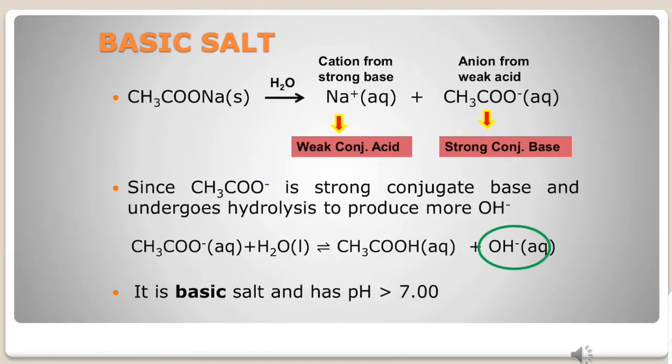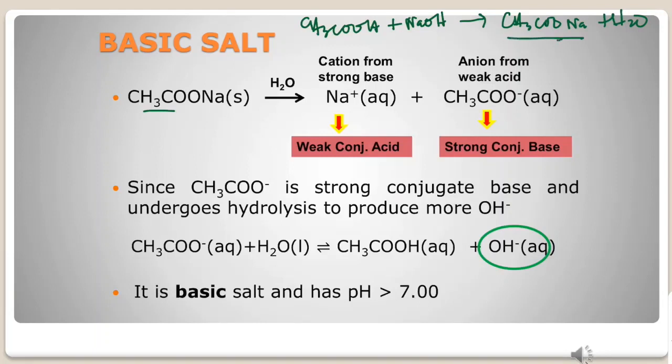Next, we have a basic salt. The example that is given is sodium acetate. This sodium acetate is a product of the neutralization between acetic acid and sodium hydroxide. So the reaction between these two will produce CH3COONa and H2O. This salt will then ionize and form a Na+ ion and also an acetate ion.